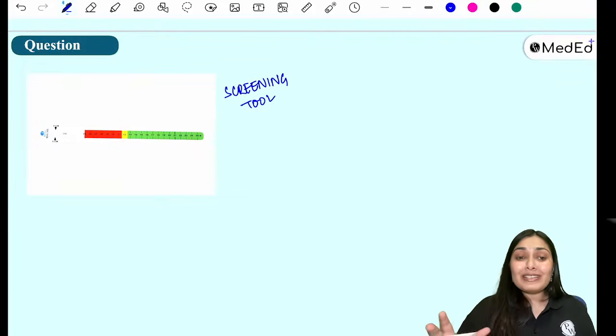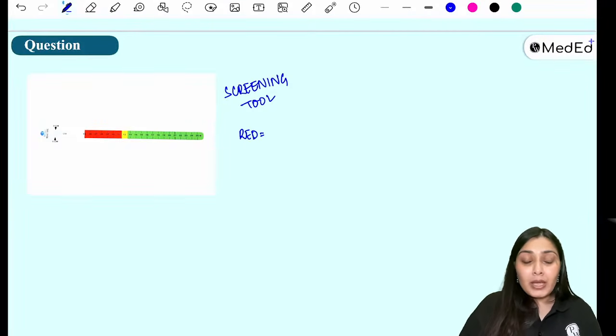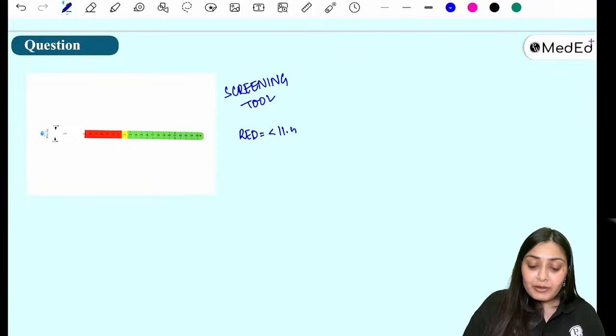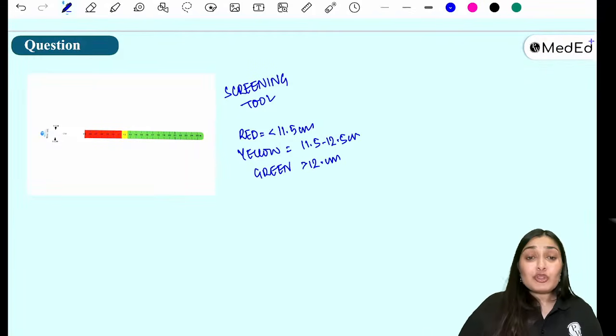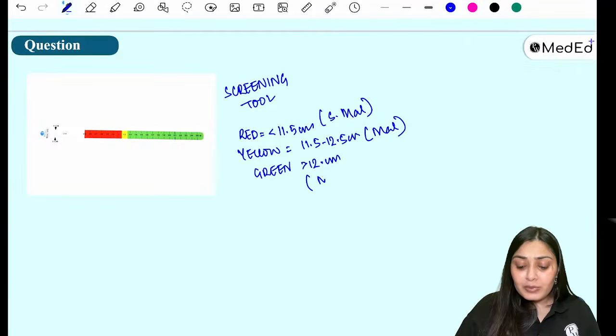So here you can see 3 colors. We have a red zone, that is less than 11.5 centimeters. We have yellow zone, which is 11.5 to 12.5 centimeters. And we have green zone, which is above 12.5 centimeter. So the red zone indicates that this child is severely malnourished. Yellow zone indicates malnutrition or undernutrition, and green zone means normal nutrition, right?